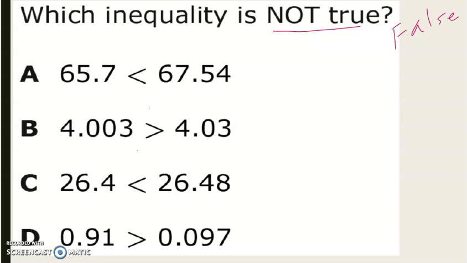65 and 7 tenths, or 67 and 54 hundredths. Okay, now remember, when you're comparing decimals, you want to make them all the same length because you want to go based on place value. So I see that 67 and 54 hundredths has 2 place values behind the decimal, so I'm going to go ahead and fill in my place value with 0. So now this becomes 65 and 70/100 and 67 and 54/100.